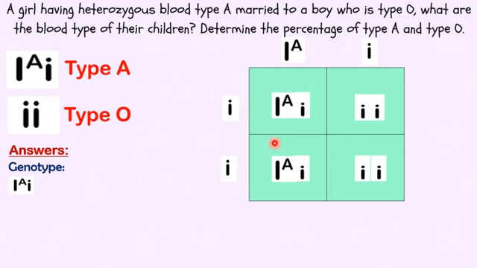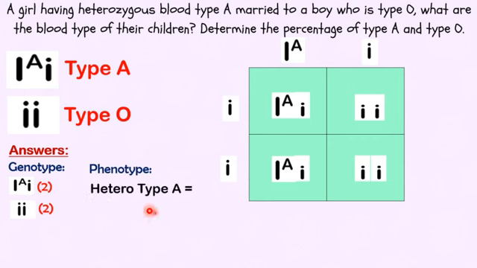So we can see on the Punnett square that we have capital A and small i, and we have 1, 2. So write it down, 2. The other genotype is double small i, which is also 2. And the corresponding phenotypes of these genotypes are heterozygous type A and type O, and they are both 2. Okay? So we have 2 type O and 2 heterozygous type A.